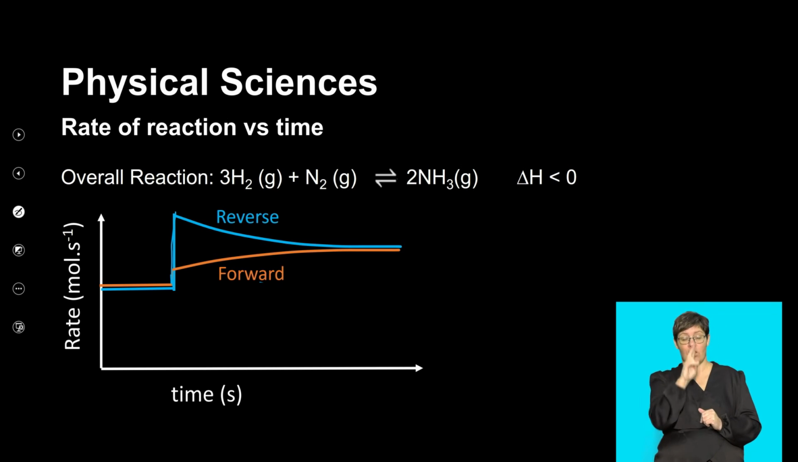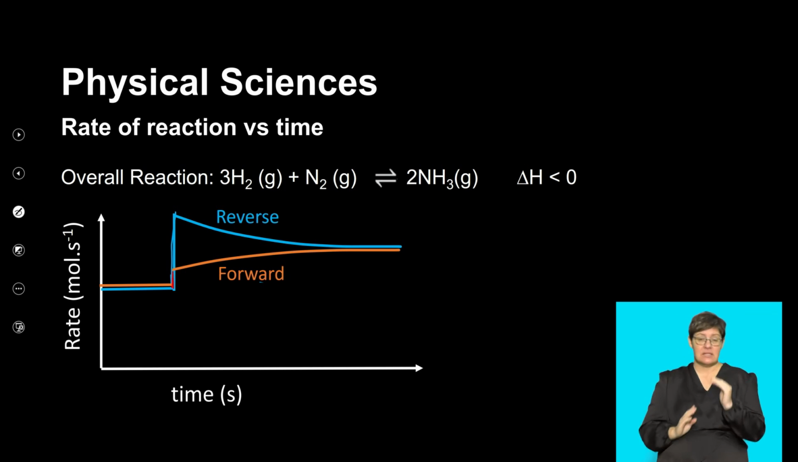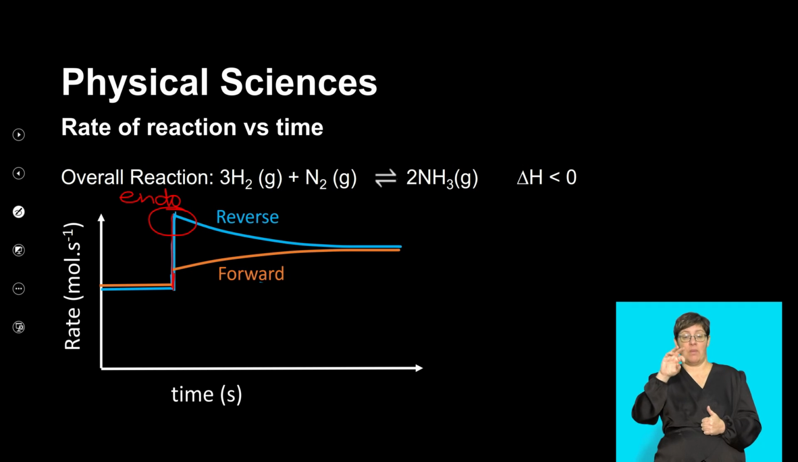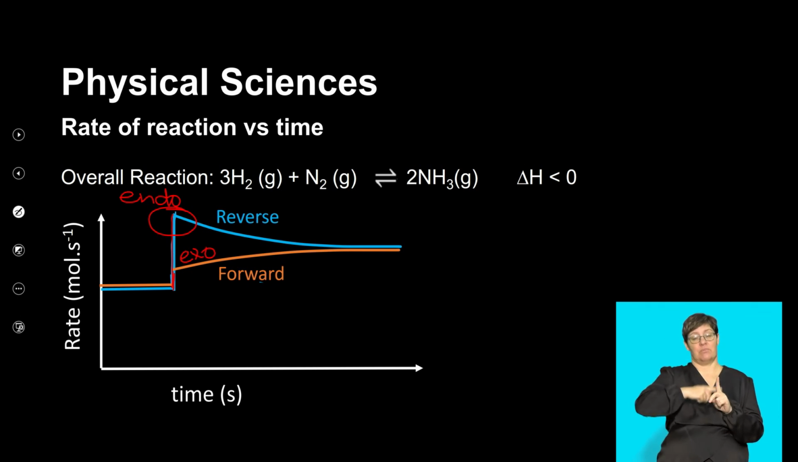When we look at the rate of reaction versus time graph, we can see there's a spike for both the forward reaction as well as the reverse reaction. But the spike for the reverse reaction is bigger because the reverse reaction is the endothermic reaction and the forward reaction is the exothermic reaction. With an increase in temperature, the reverse reaction, being endothermic, was the reaction that was favored.